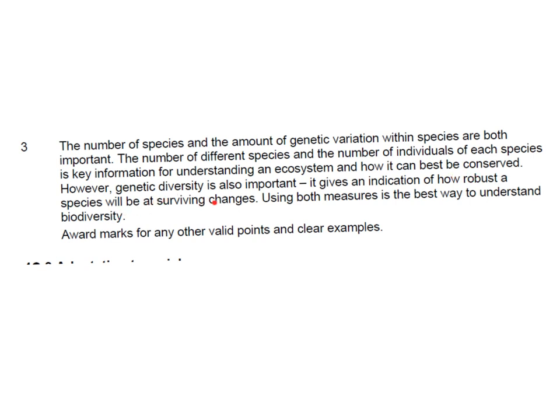However, genetic diversity is also important. It gives an indication of how robust a species will be at surviving changes or not. Using both measures is the best way to understand biodiversity.